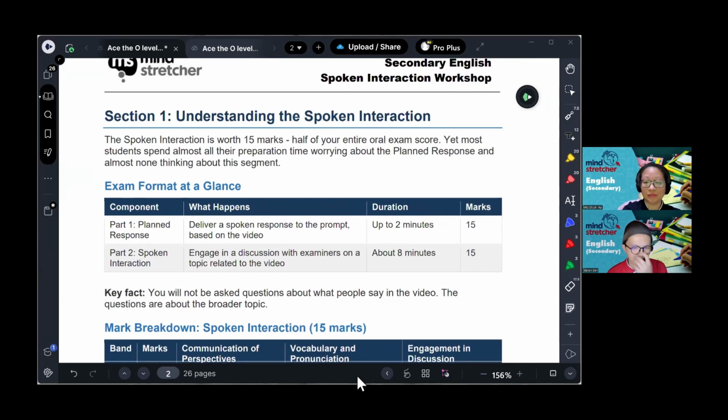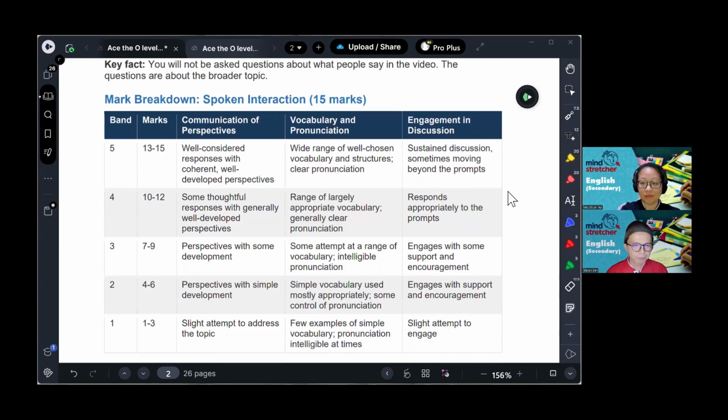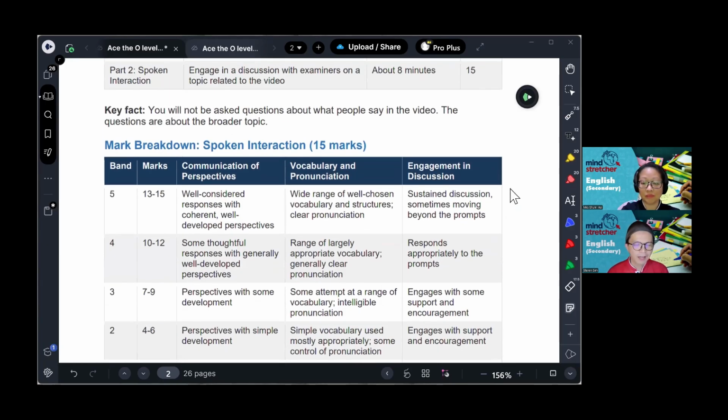Okay, so spoken interaction marks. So your marks break down. The most important thing, again, I have students who say, why is there no audio? You will not be asked questions about what people say in the video. So don't panic and say there's no audio, because there's no point having audio. All you hear is background noise, if it's a video of a noisy hawker center. So no dialogue, no audio.